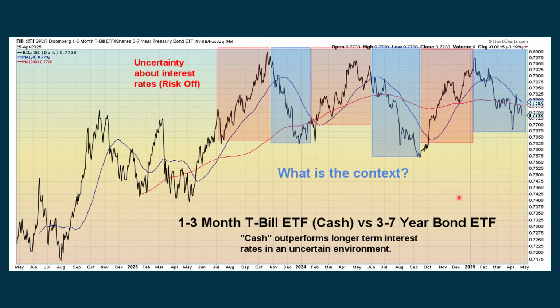Now, this is shorter term. This looks at 1 to 3 month T-bills, which you could pretty much call cash because you get minuscule interest rates on that. And we compare it with shorter term bonds, 3 to 7 years. So if the market was concerned about inflation on a short-term basis, this would not be going down. It would be going up. So that's actually showing that the market is not concerned about inflation.